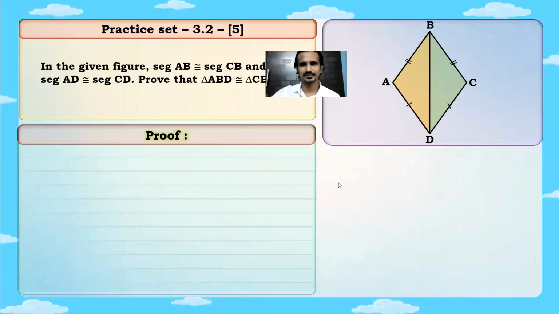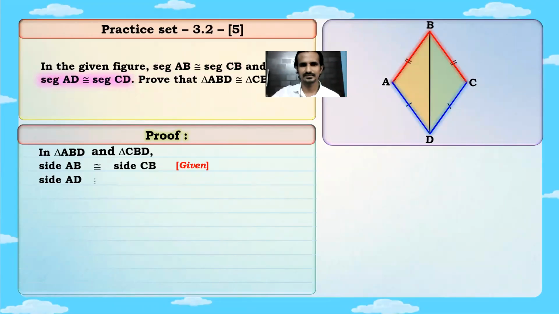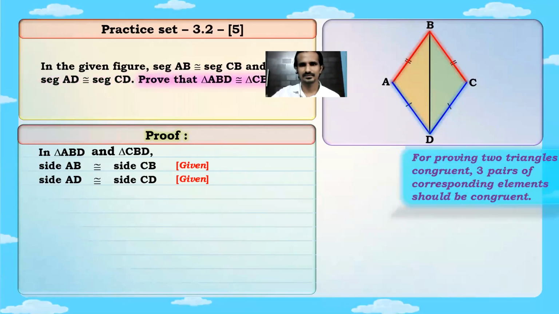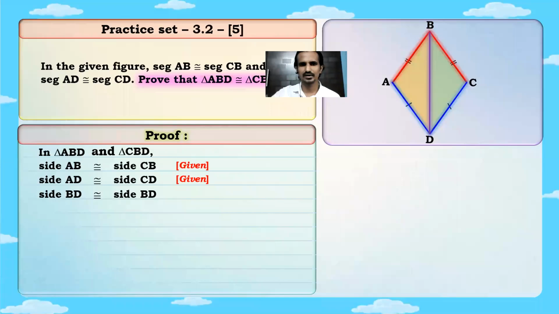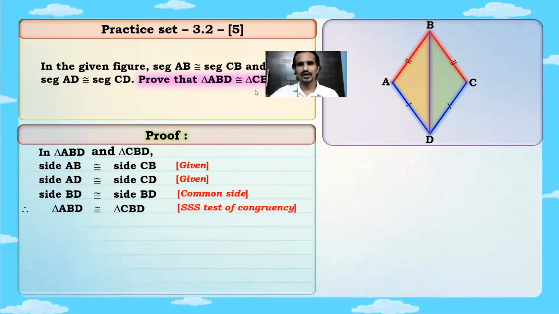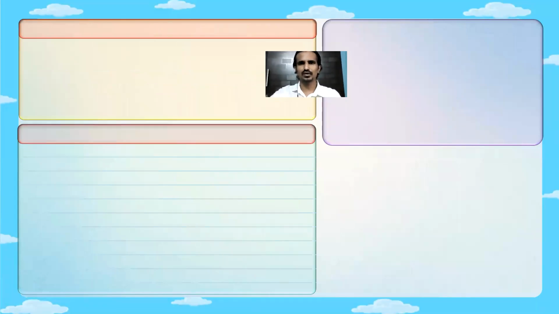In triangle ABD and triangle CBD, segment AB is congruent to segment CB, that is given. Okay. Segment AD and segment CD is also given. And segment BD and segment BD is common side. And triangle ABD is congruent to triangle CBD, SSS test. Very good, Nikita. All right, so this is how we write down the test. Here also you don't require the remaining congruent parts, so we are not writing the remaining congruent parts here.